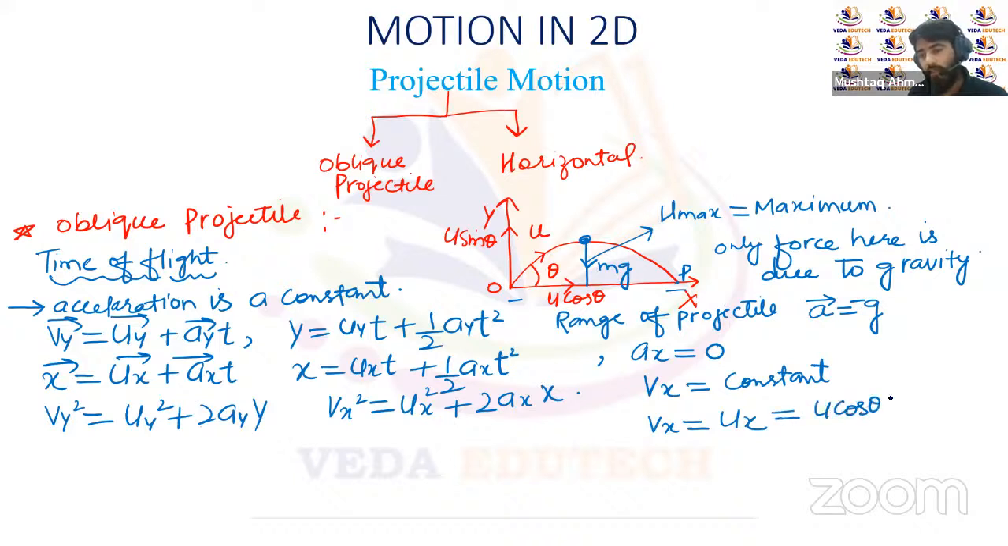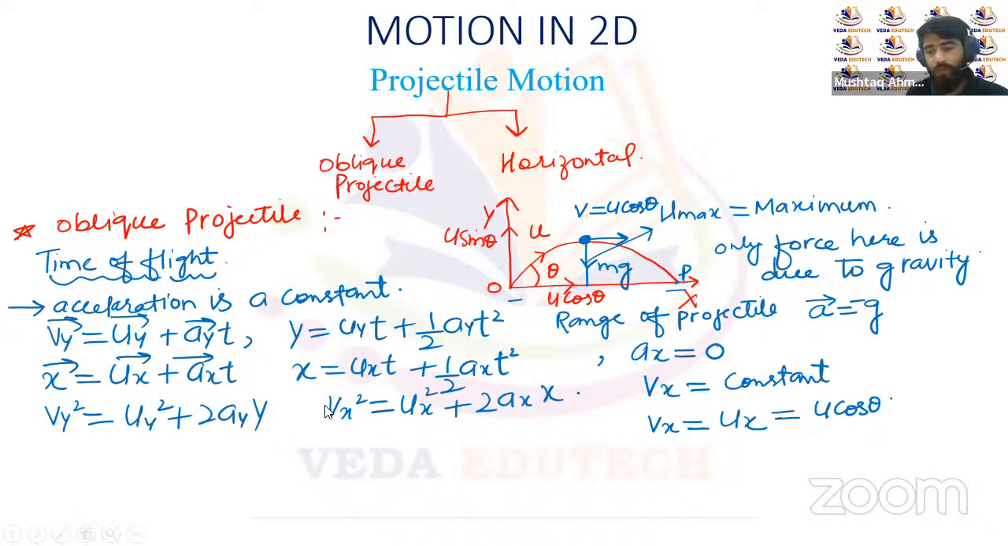So this component of the velocity is never going to change because there is no component of the acceleration along the x direction, right? So at the topmost point, the projectile is moving in the horizontal direction. So at the topmost point, the only velocity for this projectile will be equal to u cos theta, right? And the vertical component at the topmost point of this projectile will be equal to 0, right?